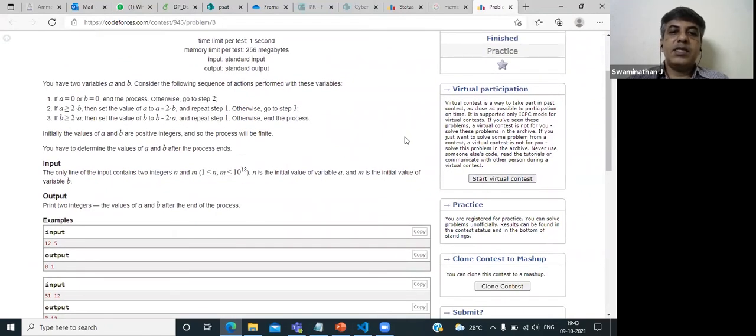But one thing that you have to observe is they are saying n and m, it's actually a and b. Okay, so it's a mistake here. So they are saying the initial value of a and b, which is like n and m, can be anywhere between 1 and 10 power 18. 10 power 18 means it's a very, very large number, 1 followed by 18 zeros. So only a long can hold it. So this is going to matter for us.